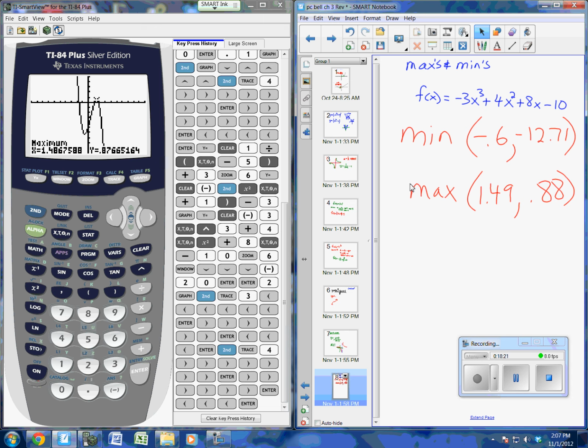Remember, when we talk about an interval, we're talking about x numbers. Increasing and decreasing is describing what the y value is doing. So I want to know the x intervals on which this function is increasing or decreasing. I'm going to give you a second to think about it.